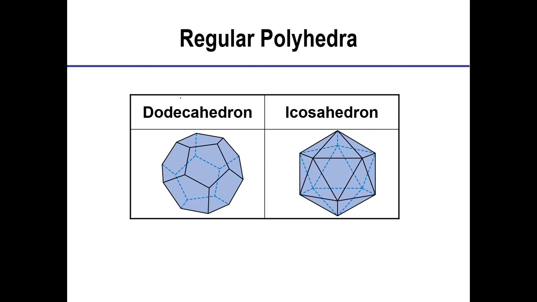Let's look at more regular polyhedra. These are a little bit complicated. The first one is the dodecahedron. It consists of 10 faces, and each of these faces are pentagons. All of the faces consist of congruent pentagons. The icosahedron consists of a figure with 20 faces, and each of the faces are actually triangles, congruent triangles.